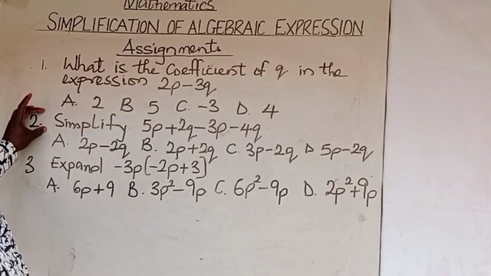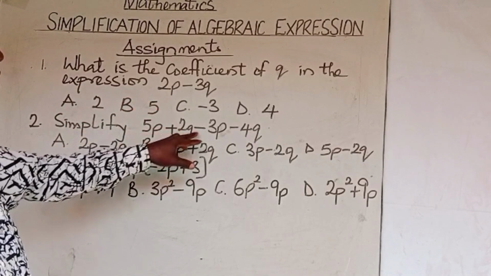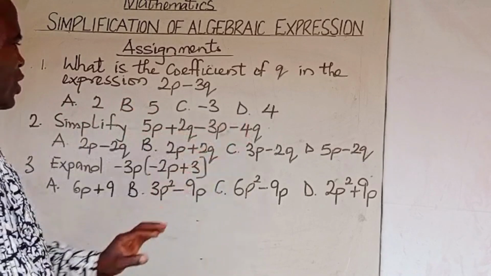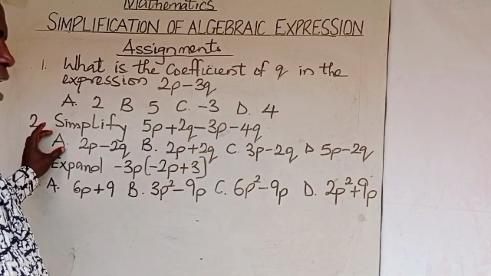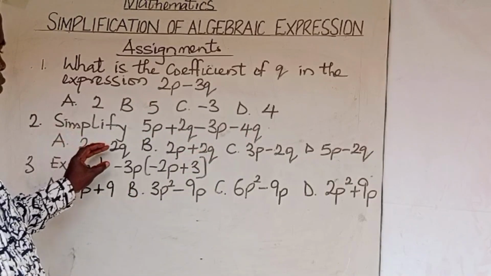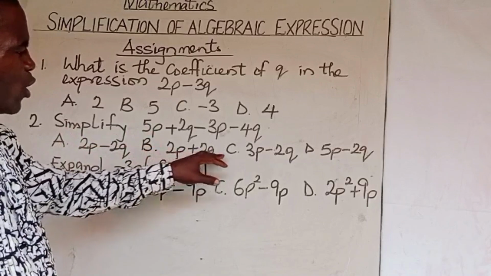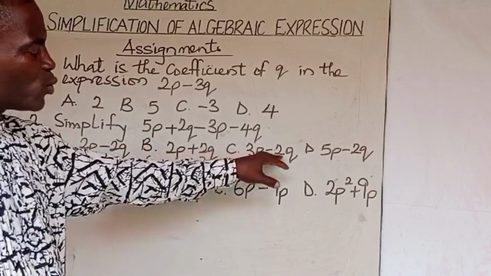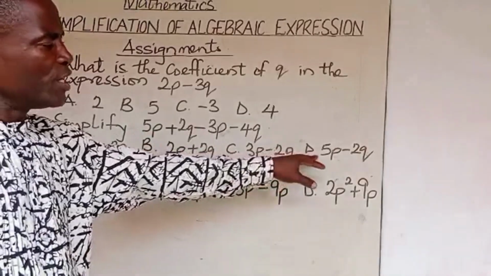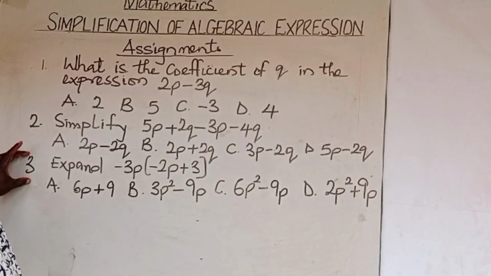Now, number 2, assignment 2: simplify 5p plus 2q minus 3p minus 4q. So the options are provided here. Option A is 2p minus 2q, option B 2p plus 2q, option C 3p minus 2q, and option D 5p minus 2q.